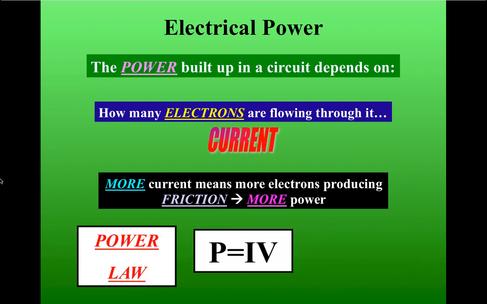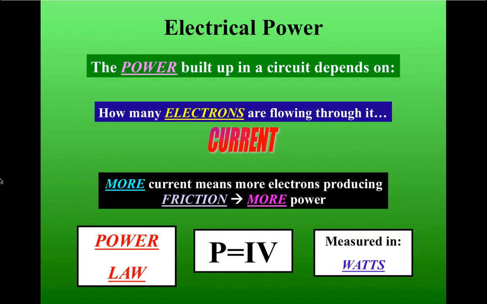Here's the power law. P equals IV. Power in watts is equal to current in amperes multiplied by voltage measured in volts. Power, again, we know is measured in watts. That doesn't change.